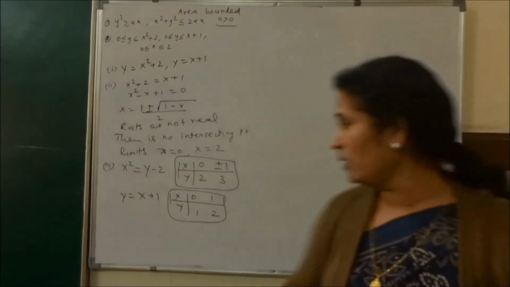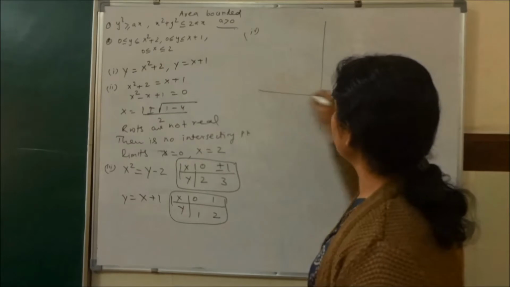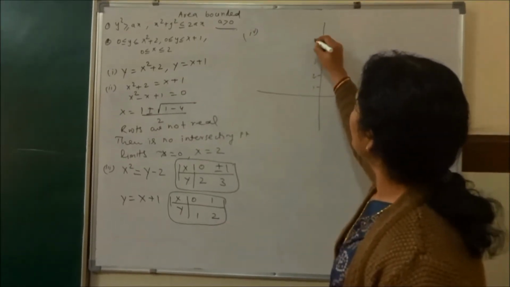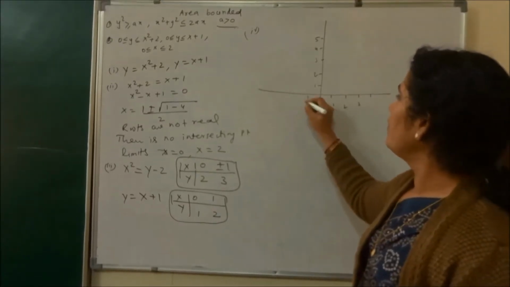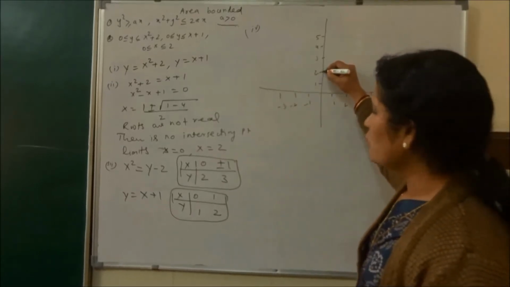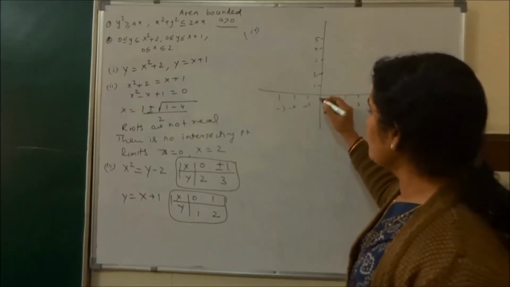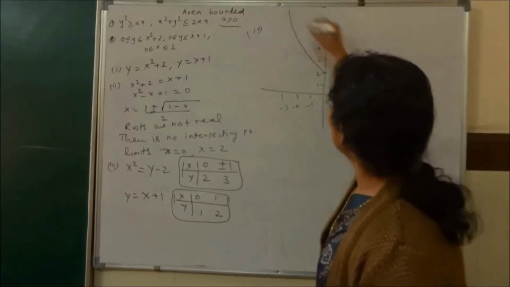Step number 4, I am taking. Step number 4, diagram. Now see, this is 1, 2, 3, 4, 5. Again 1, 2, 3, 4. 1, 2, 3, 4. Minus 1, minus 2, minus 3. Now let me draw. So where does the parabola start from? Passing through 0, 2. On the y-axis 3, on the x-axis plus 1, minus 1. Anyhow, the parabola goes like this.